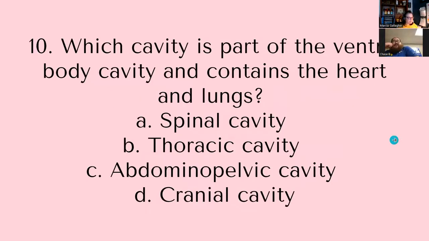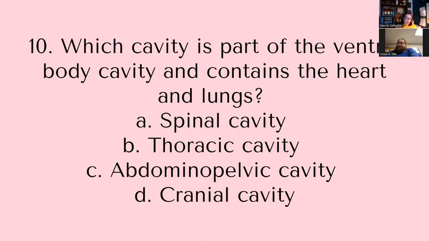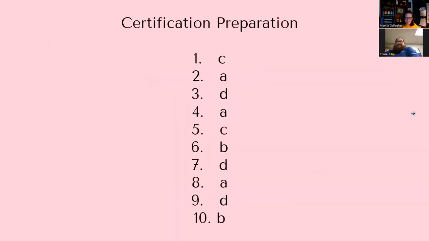Yes. Oh, no, we got number 10. We have to do number 10. How did I get off a number? Anyway, which cavity is part of the ventral body cavity and contains the heart and the lungs? Spinal cavity, thoracic cavity, abdominal pelvic cavity, or cranial cavity? So if we just start thinking, spinal is the spine. The abdomen is the abdomen. Cranial is your head. So just by process of elimination, it needs to be thoracic, right? Right. All right. Okay, let's see if we got them right.